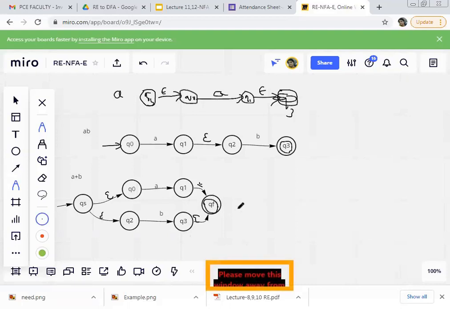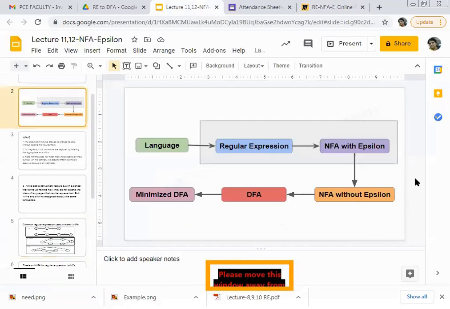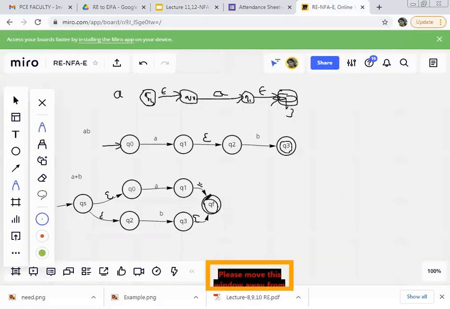This is not the only step, right? If you remember, we have all these steps. We have to reach till here, minimize DFA. To reach this, this is the intermediate step. This step we are doing today, this regular expression to NFA with epsilon. Next, we have to cover all these steps. For these steps, we are drawing NFA with epsilon. To make it easier, we'll have a single final state rather than two final states. Even if you make Q1 and Q3 final states, no issues, it is not wrong.